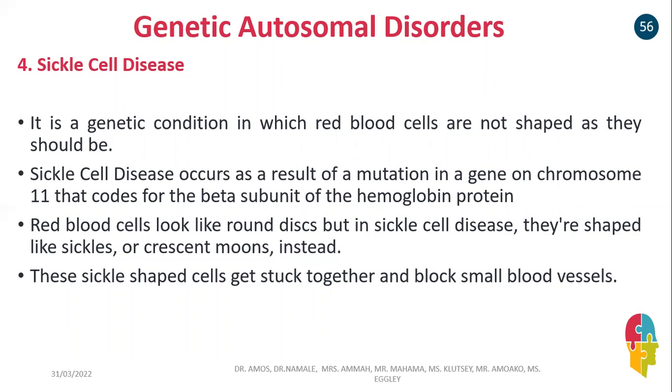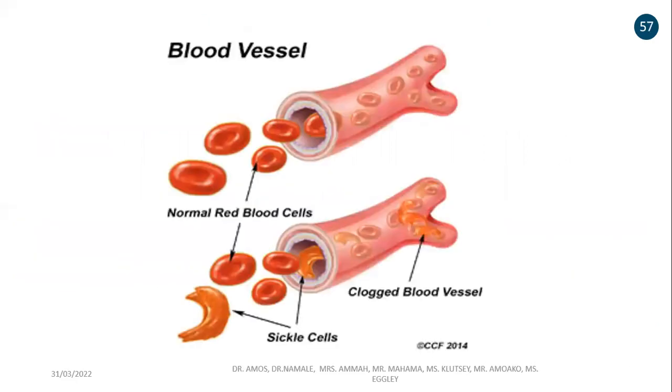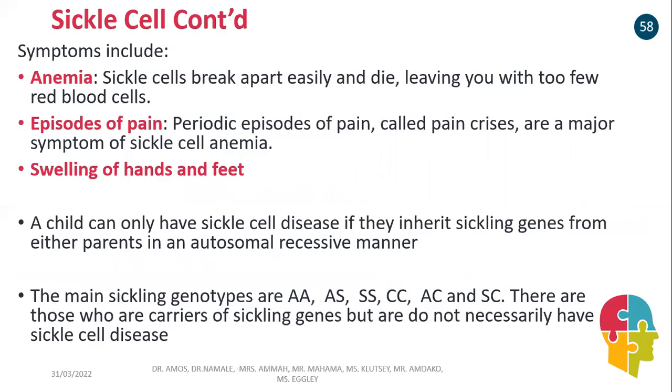So in people with sickle cell, their red blood cells are crescent shaped and they get stuck together and block the small vessels. Ideally, this is how the red blood cell is supposed to look, but in people with sickle cell it is a crescent shape, and so they block the arteries or the blood vessels. What are the signs of sickle cell?